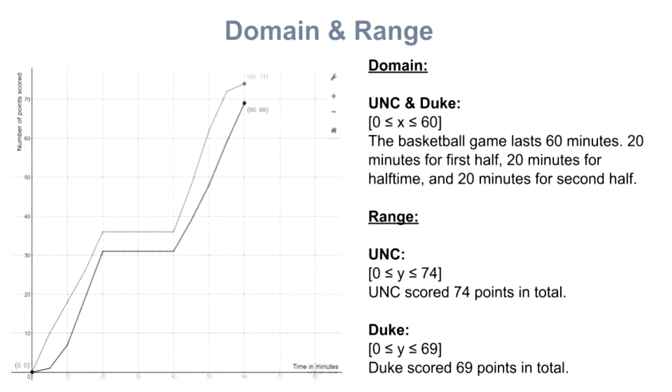The range for UNC is between 0 and 74 because UNC scored 74 points in total. The range for Duke is between 0 and 69 because Duke scored 69 points in total.